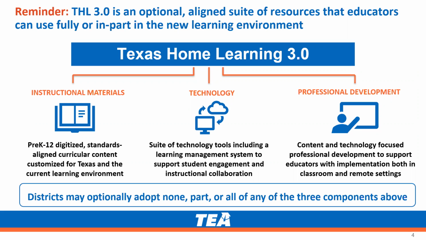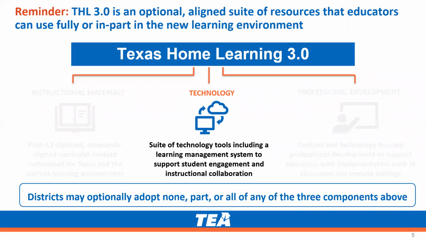As a reminder, Texas Home Learning 3.0 is an optional aligned suite of resources. It consists of 3 major components: instructional materials, technology, and professional development. Districts may choose to adopt none, part, or all of these 3 components.